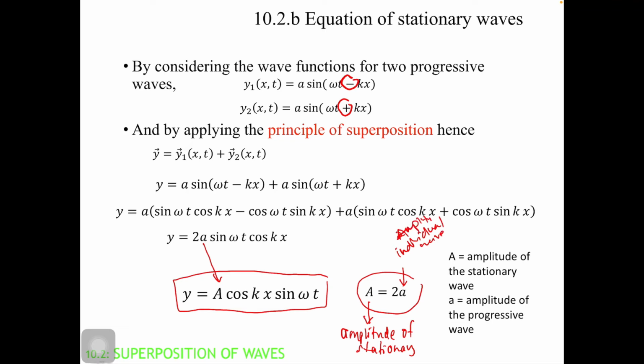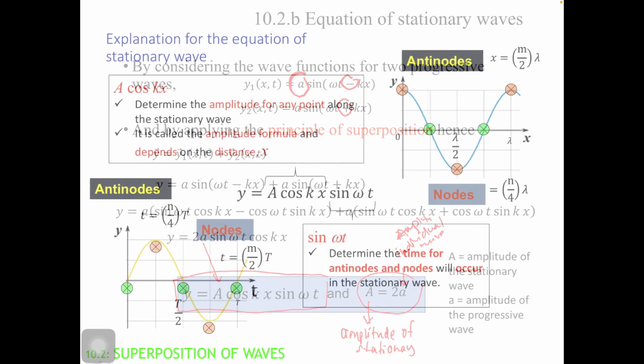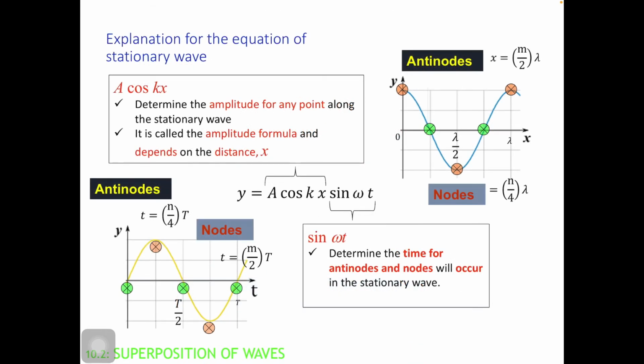So kalau perasan dekat atas ni, amplitude of individual wave ni ataupun travelling wave, kita buat small a. So capital A adalah untuk stationary wave, small a adalah untuk travelling wave. So the equation will be Y equal to A cos kx sin omega t. So this is the explanation for the equation of the stationary wave.